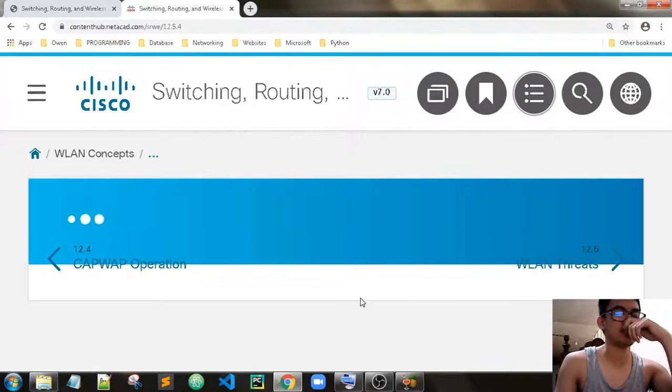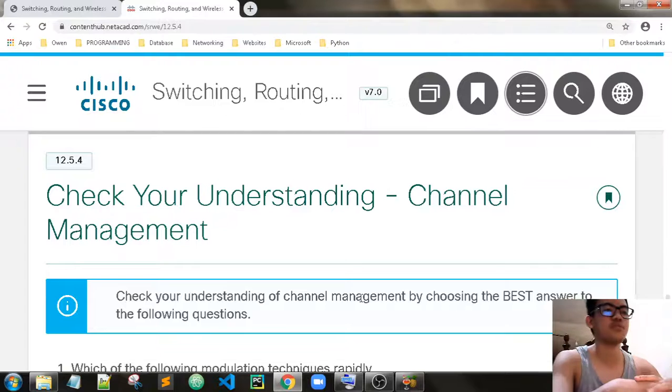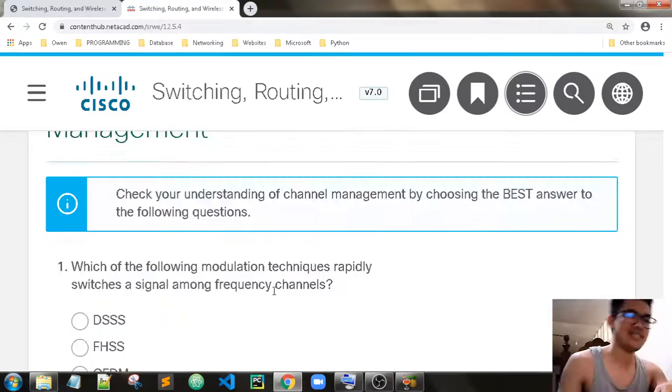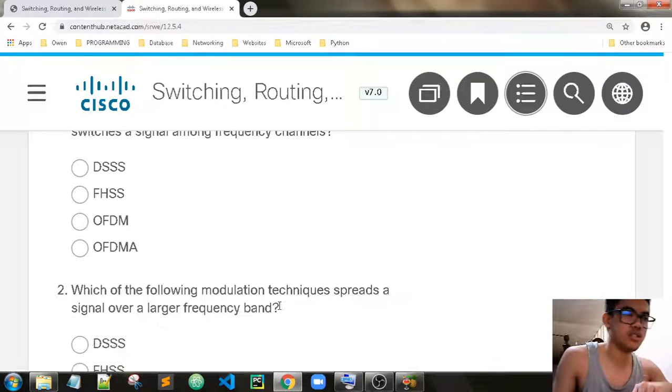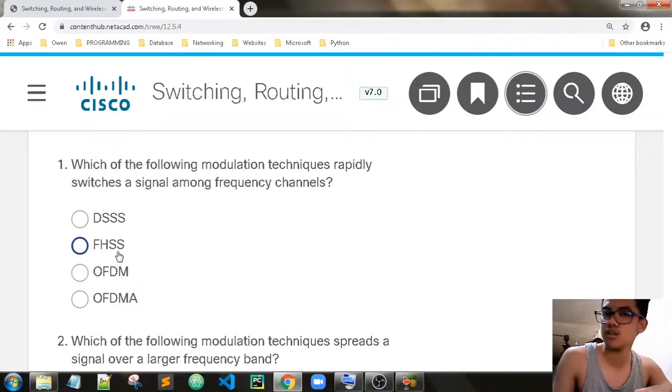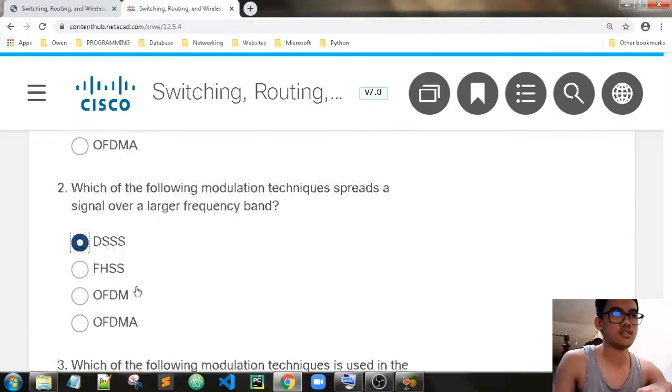Channel management. Okay, for frequencies, let's see. Which of the following modulation techniques rapidly switches a signal among frequency channels? We have the FHSS, they're hopping. Then, which modulation technique spreads a signal over a larger frequency band? We have DSSS.